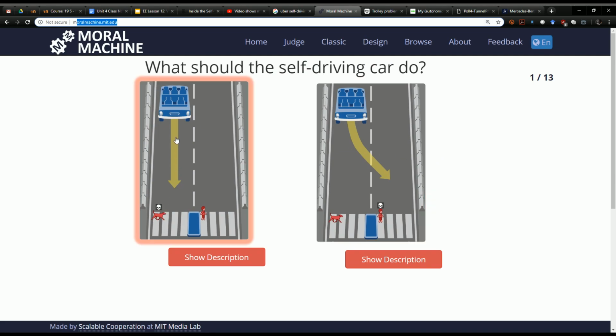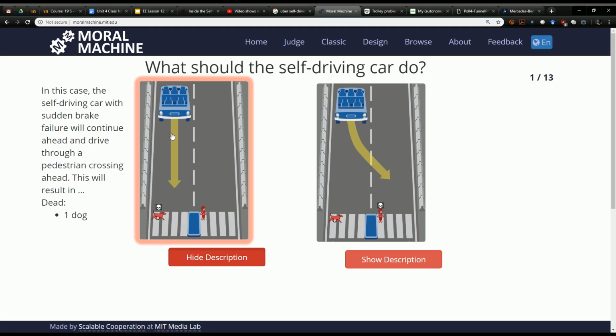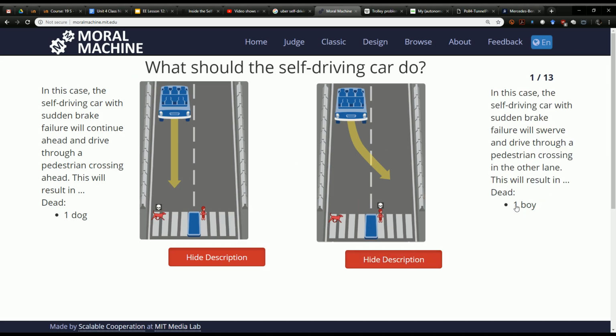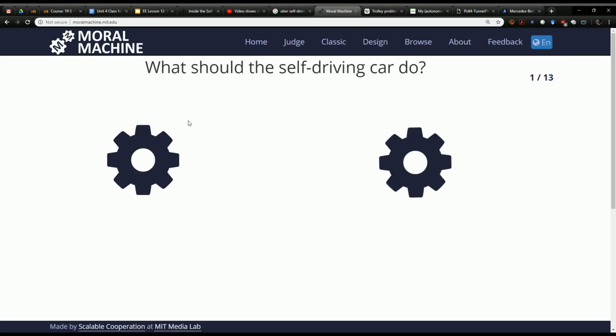So the idea is that you have two situations. There's a bunch of different scenarios that they present you with, but these are all sort of variations on the trolley problem. Here the car is going down. I can actually read what it's saying. In this case, if it does nothing, if it keeps driving straight, the brakes fail, and there are barricades on both sides, so the car can't swerve in order to avoid any damage at all. If it does nothing, it keeps going straight, it'll kill a dog. And if it swerves, it'll kill a person. This is a boy, a male child. So who do you kill? I guess we kill dogs. So I guess I'll kill the dog.